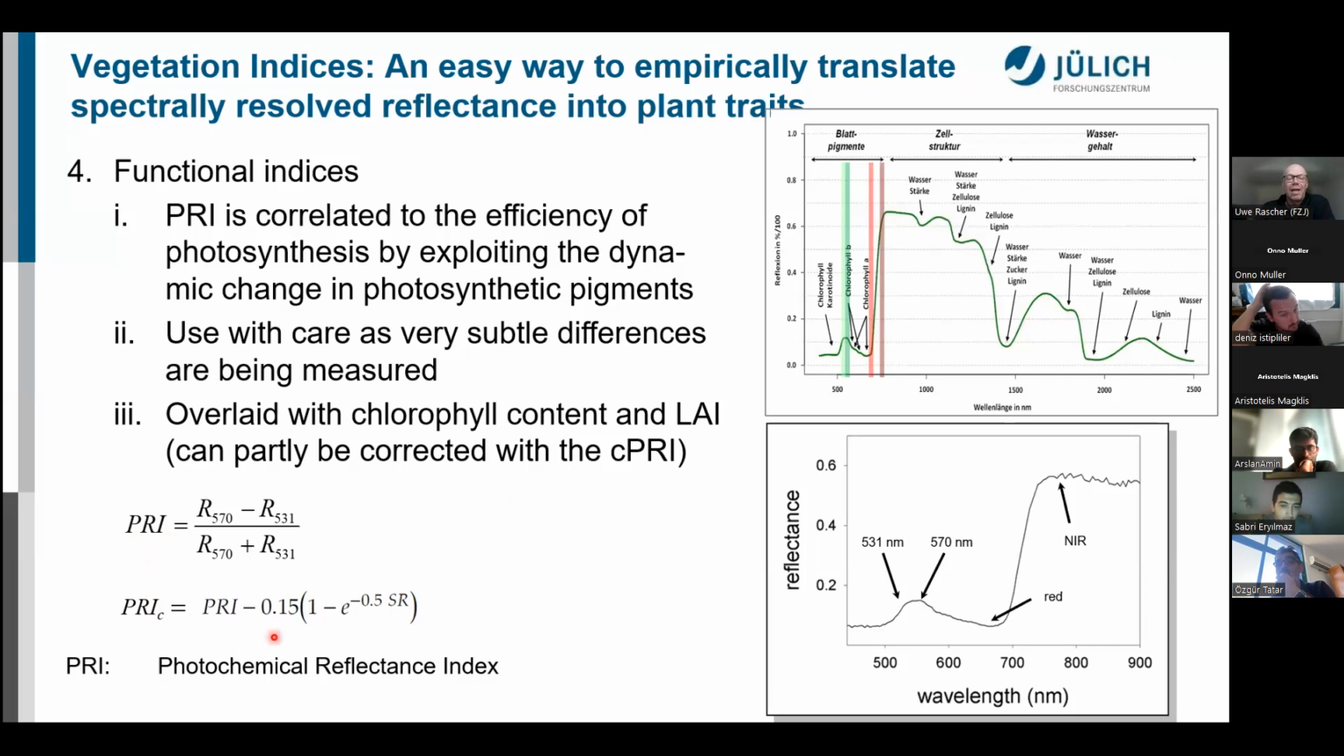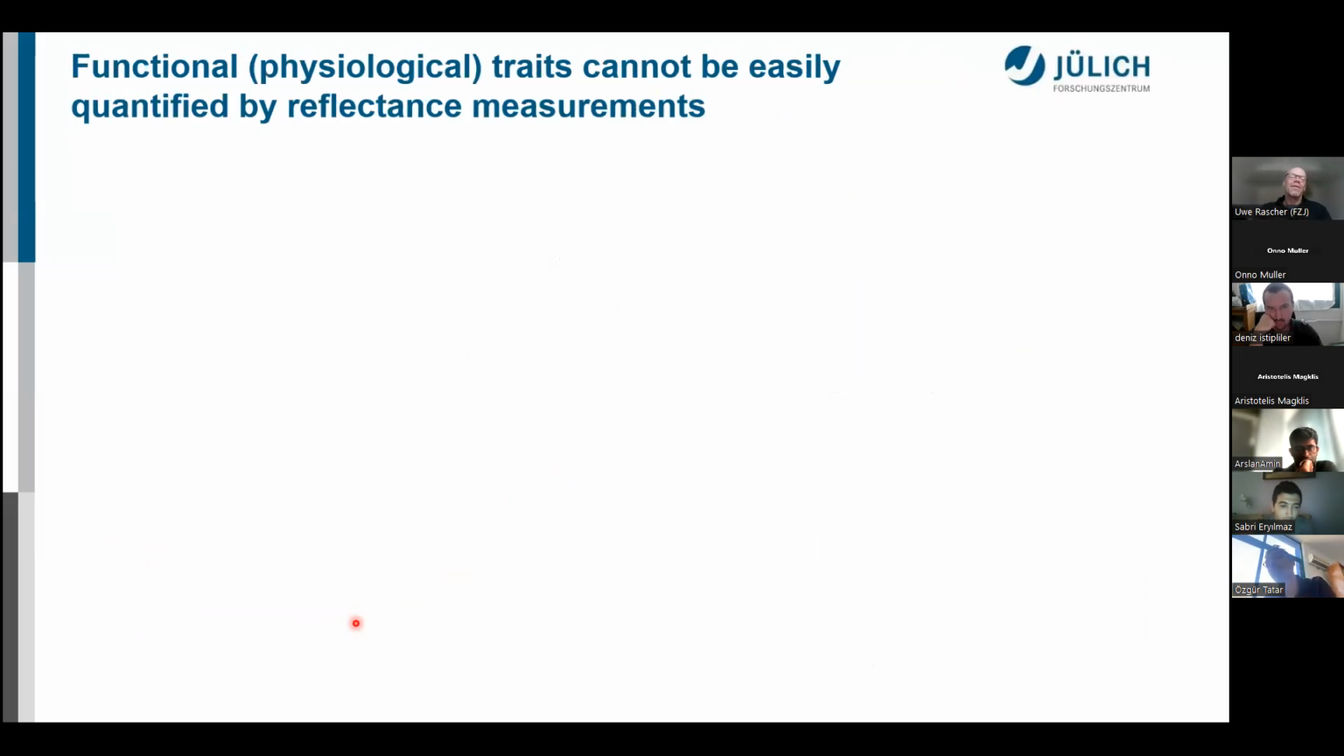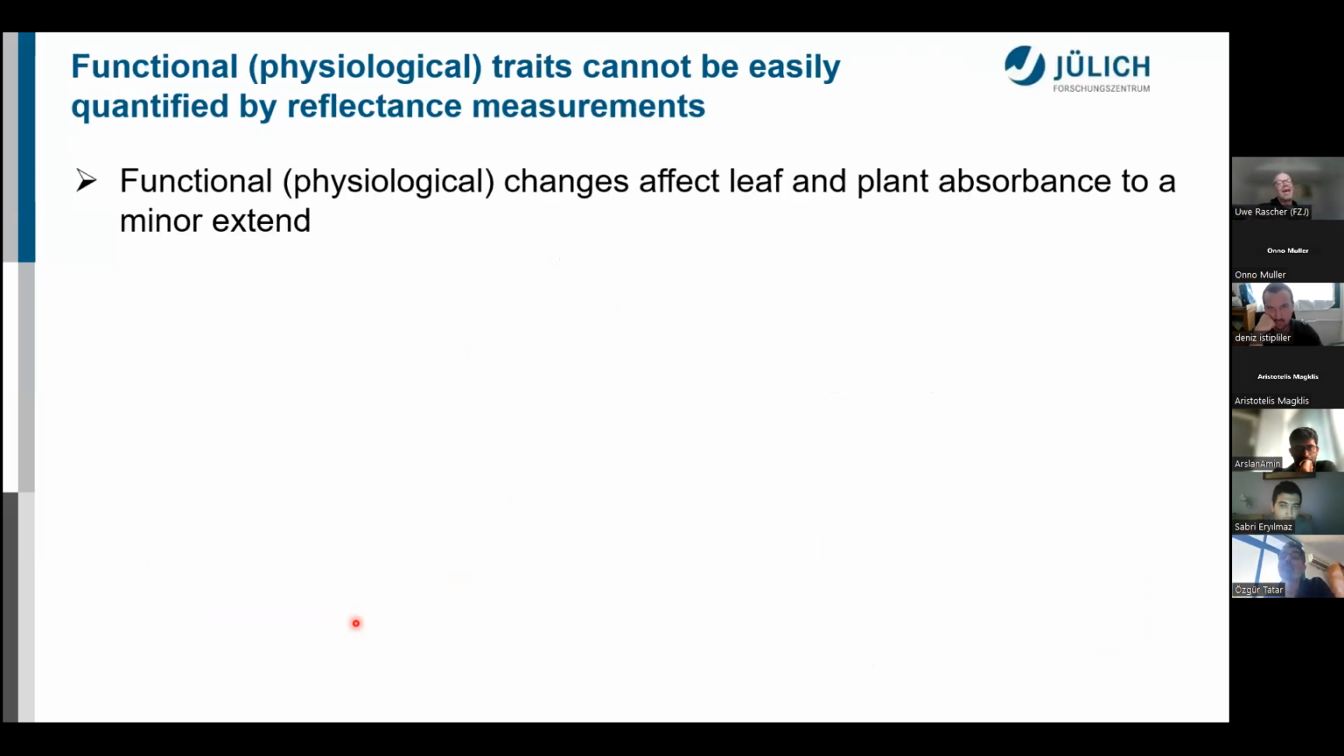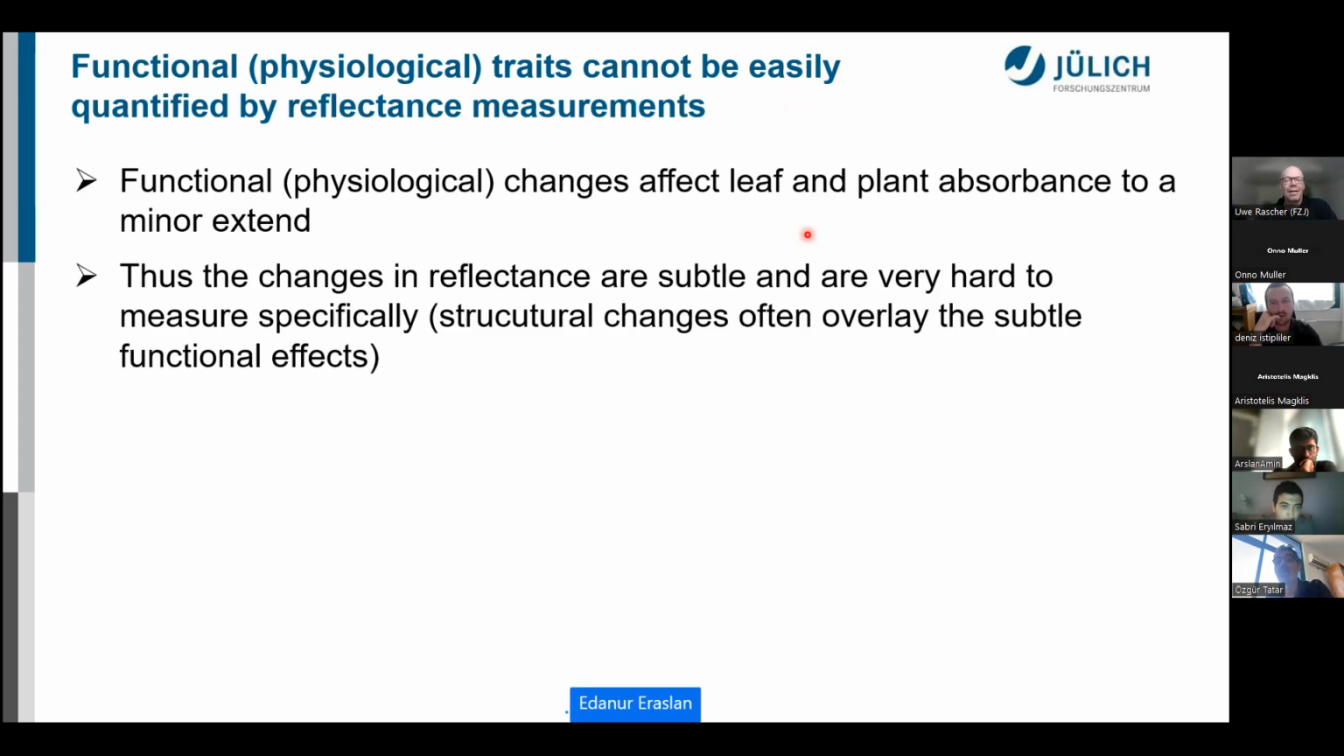Of course, people realize this. So in the meantime, there are also correction methods around again, but the take-home message for us now is that PRI or these functional indices can, from my perspective, not easily be quantified by reflectance measurements. What I mean with not easily: the functional or physiological changes in leaves which affect the leaf absorbance are pretty minor, to a very minor extent.